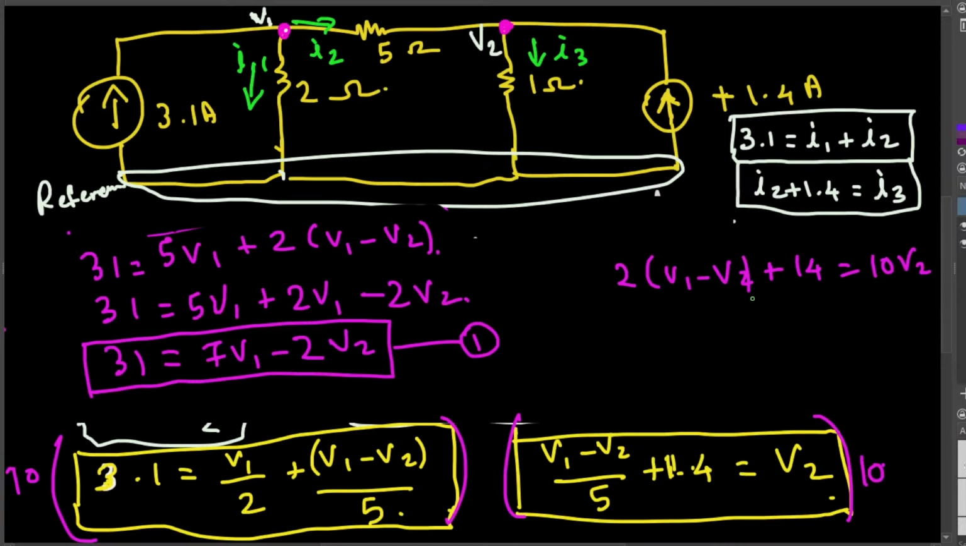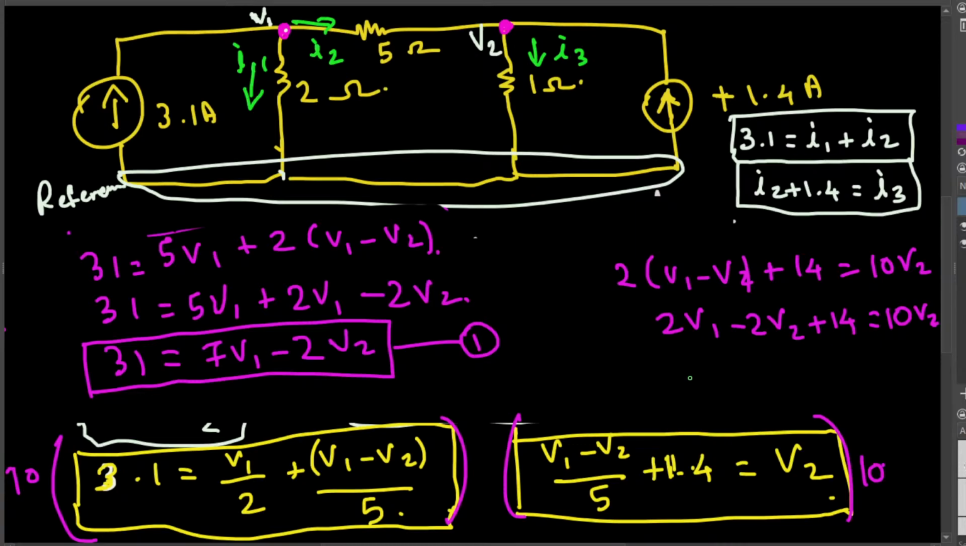And I can expand this and simplify further. This is 2V1 if I multiply, and 2 times negative V2 is negative 2V2, plus 14 is equivalent to 10V2. If I bring this negative 2V2 to the other side, it becomes positive 2V2. So this is going to be 10V2 plus 2V2, that's 12V2.